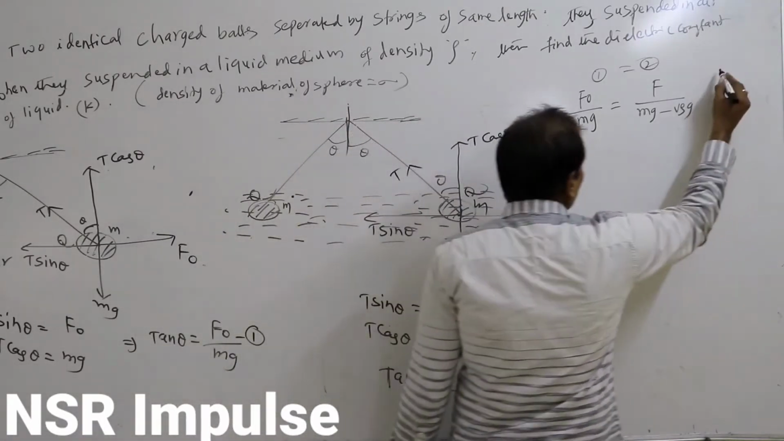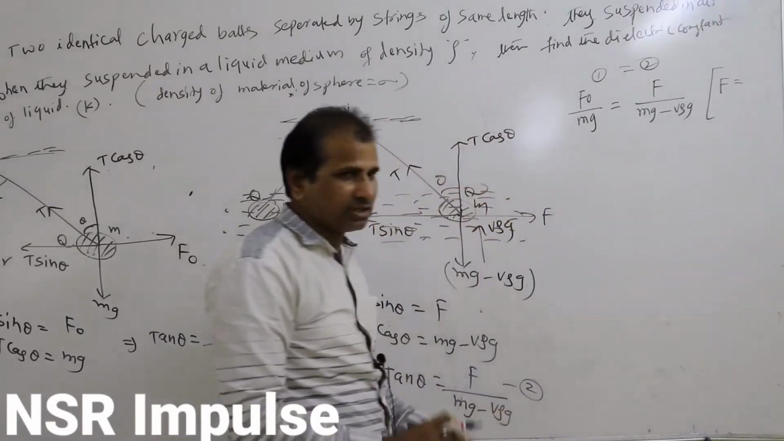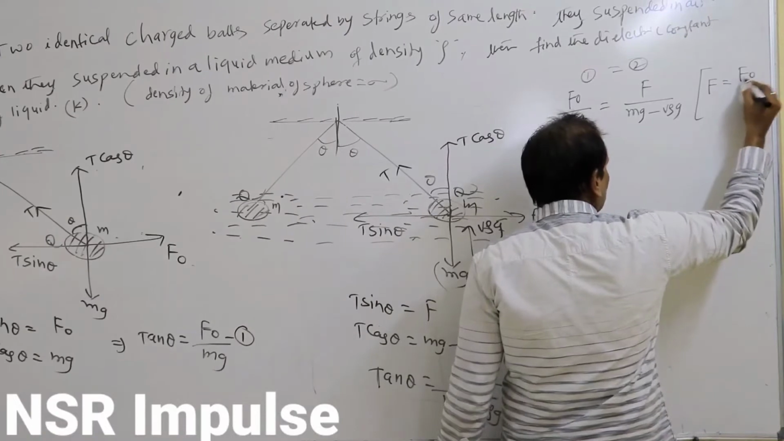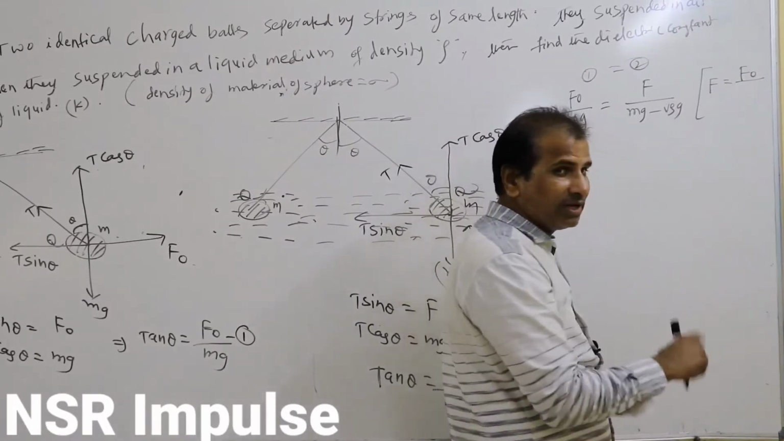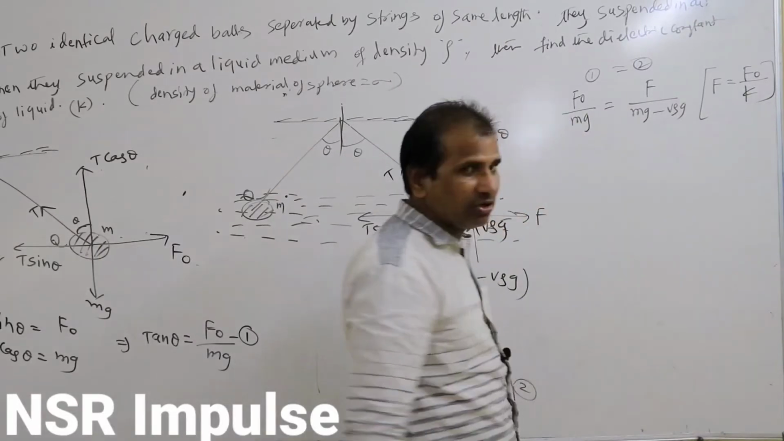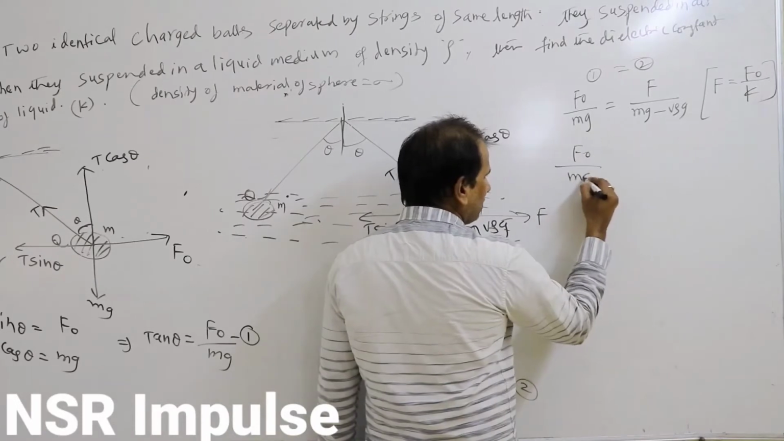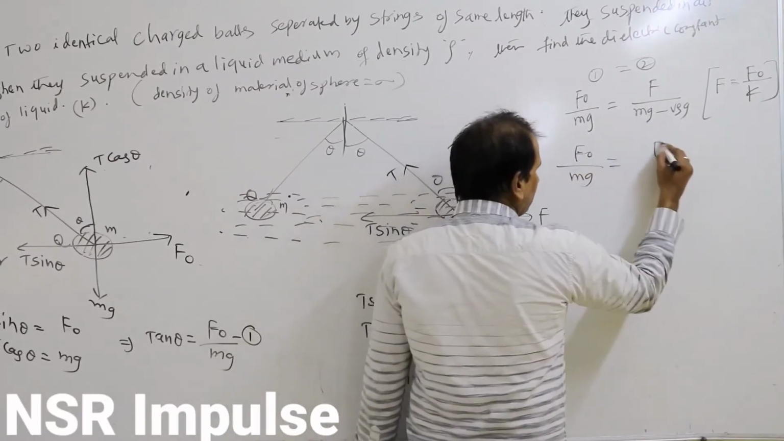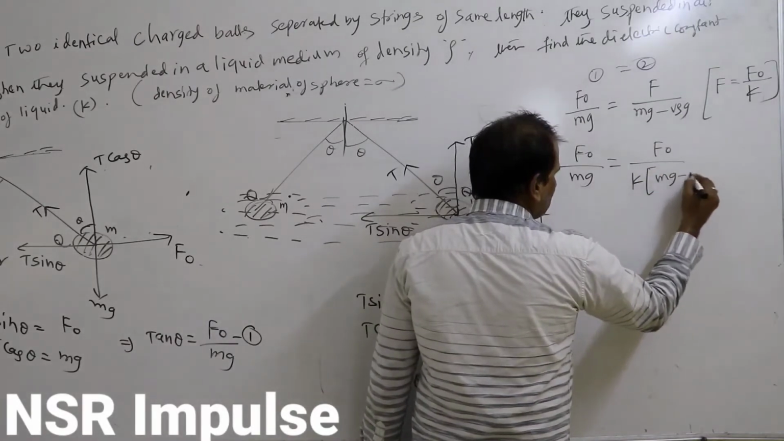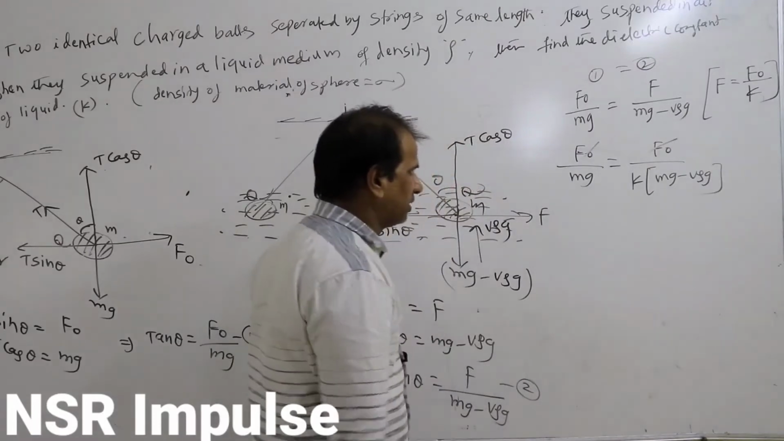Earlier I told you, the force between two charges in any medium is equal to the force between those same two charges in air medium divided by the dielectric constant K. F is equal to F naught by K. So F naught by mg is equal to F naught by K into mg minus V rho g. F naught got cancelled.